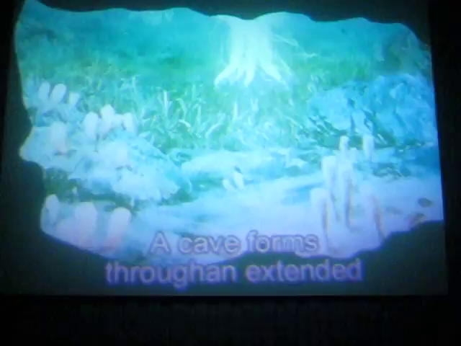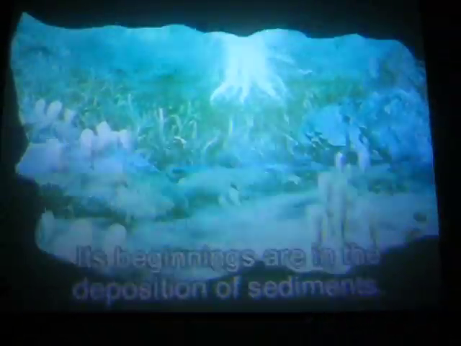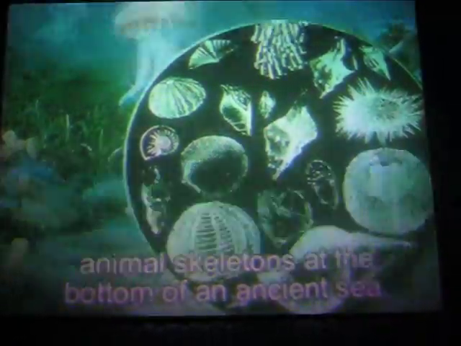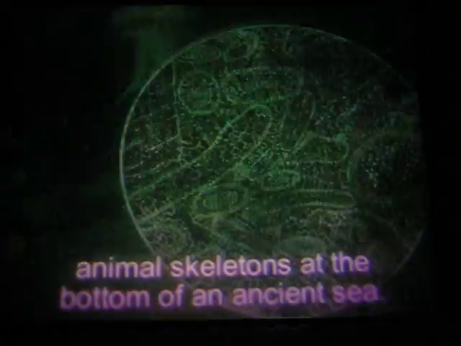A cave forms through an extended geological process. Its beginnings are in the deposition of sediments, namely minerals, plant remains, and animal skeletons at the bottom of an ancient sea. These accumulate layer upon layer and turn into rocks composed mainly of limestone.